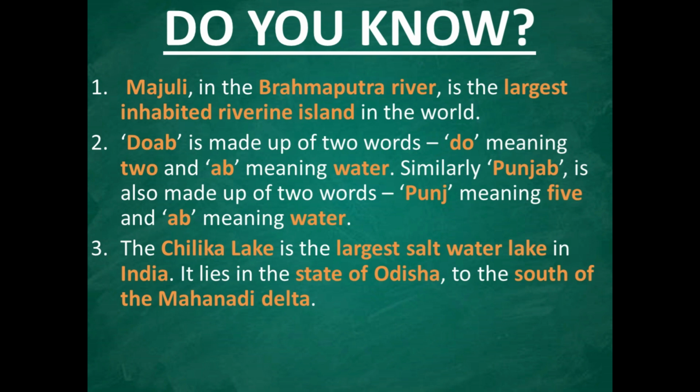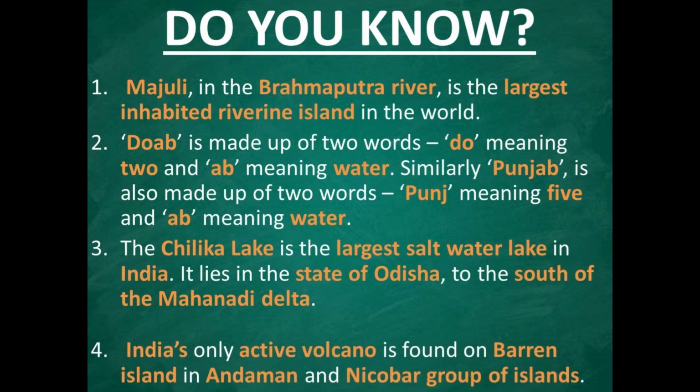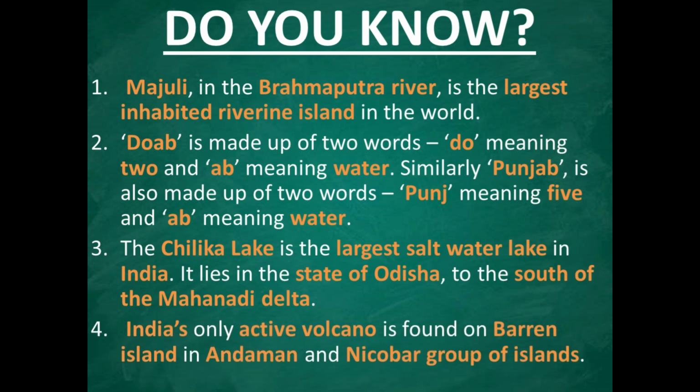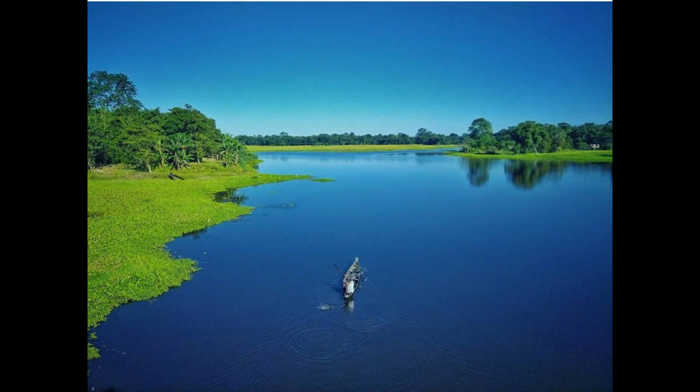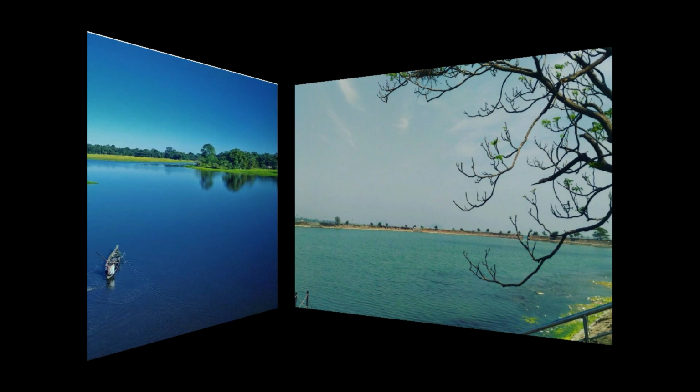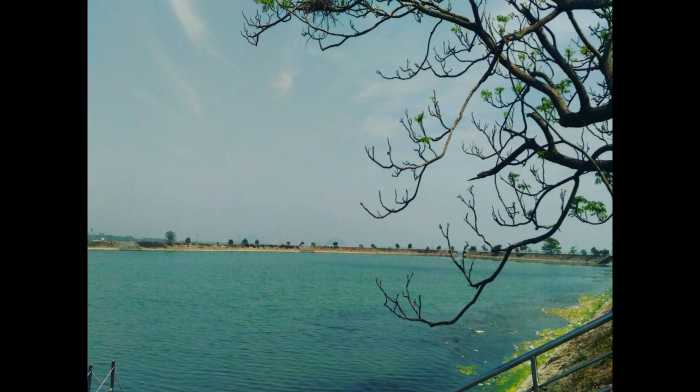The Chilika Lake is the largest saltwater lake in India. It lies in the state of Odisha to the south of the Mahanadi Delta. India's only active volcano is found on Barren Island in Andaman and Nicobar group of islands. This is the picture of Majuli. This is the picture of the Lake Chilika.